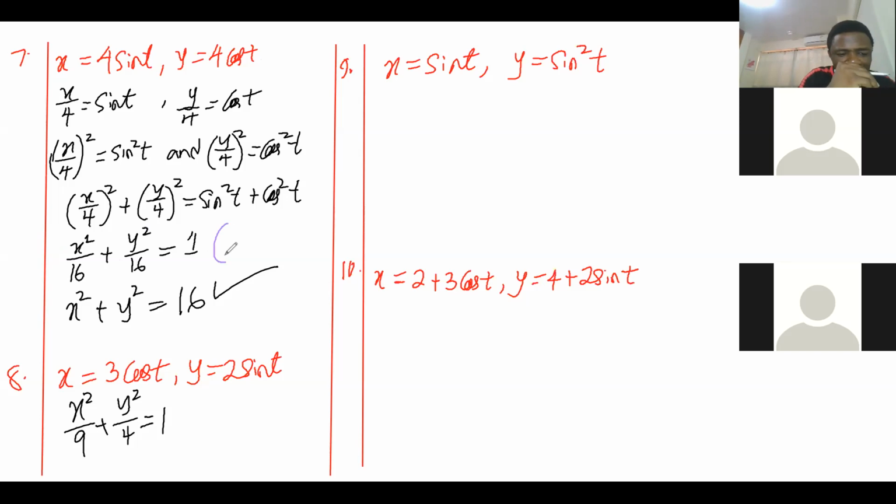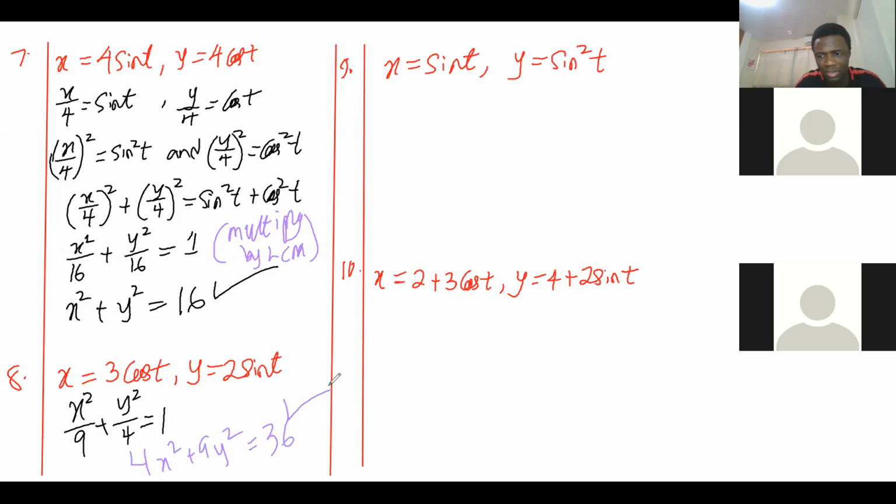So tell me what you have. 36 x squared plus 36. Wait, no. 4x squared plus 9y squared. Good. Equals 36. Exactly. That's it. Did everybody get that? That's what you must get, everyone. Good. All right. So number 9.